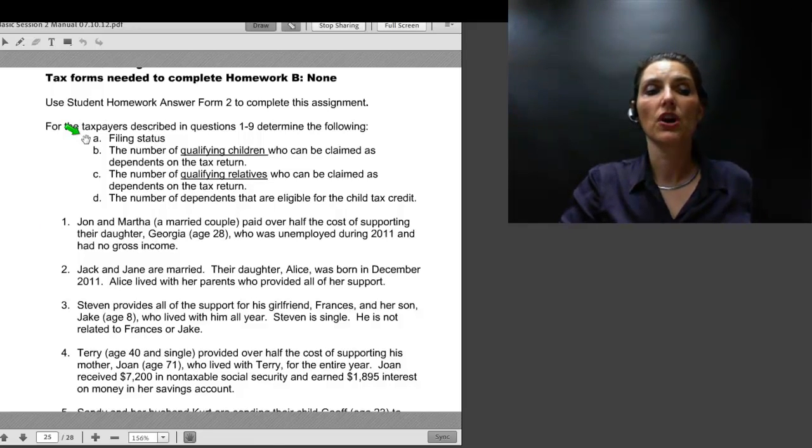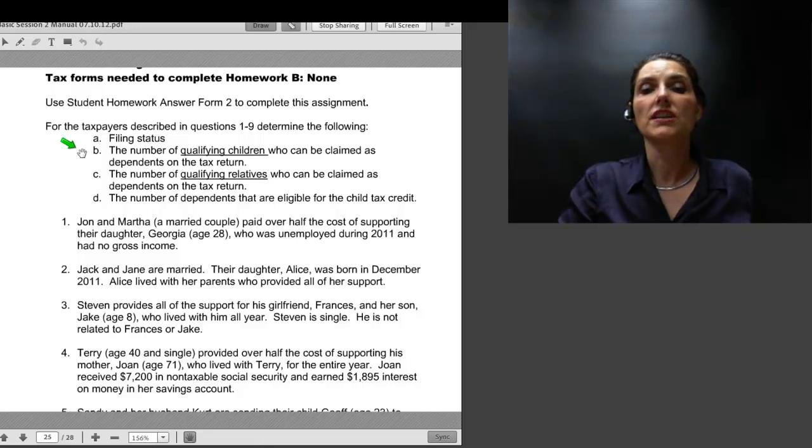Question B, do they have any qualifying children who can be claimed as dependents? Well, the answer is no, they don't. Their daughter lived with them, but she is not a child under age 19 or a student under the age of 24. She is their child age 28. That makes her a qualifying relative.